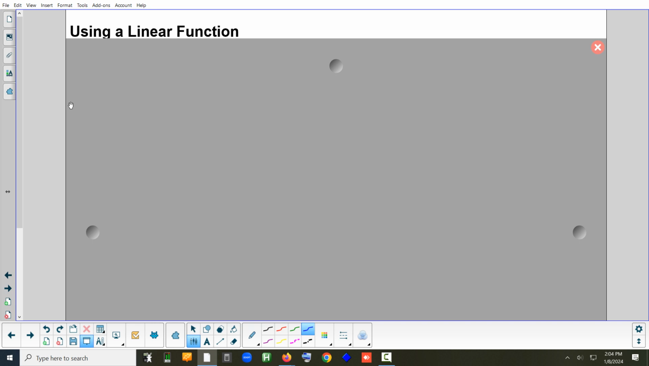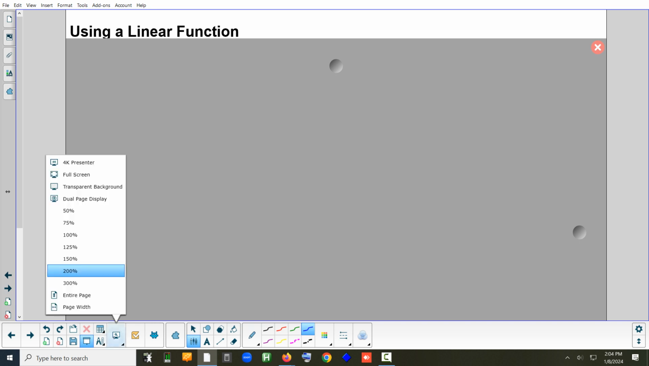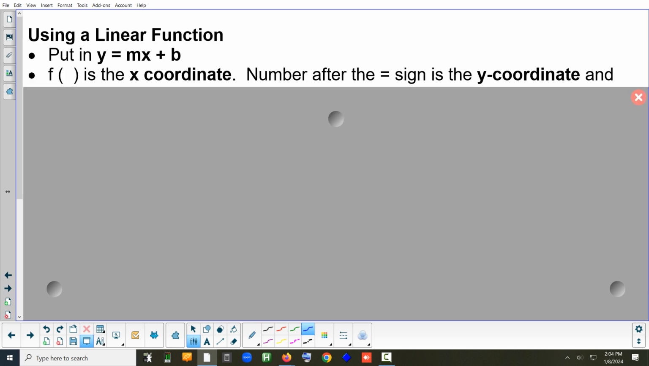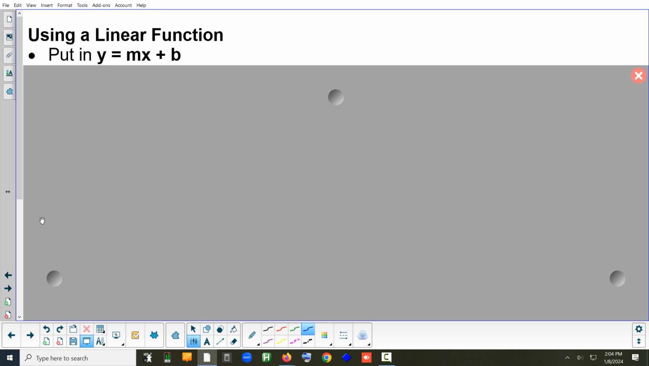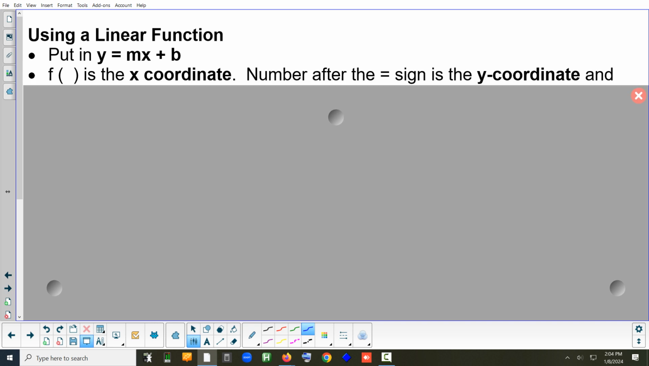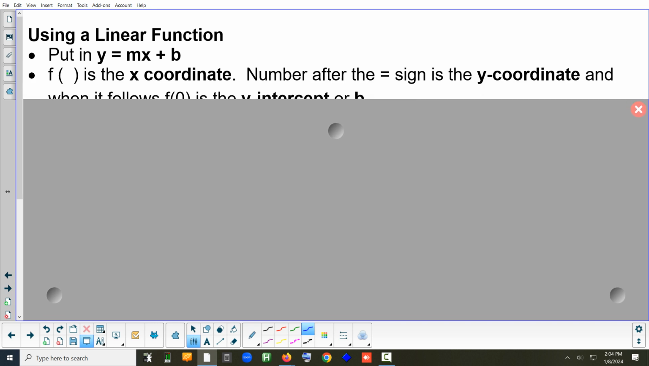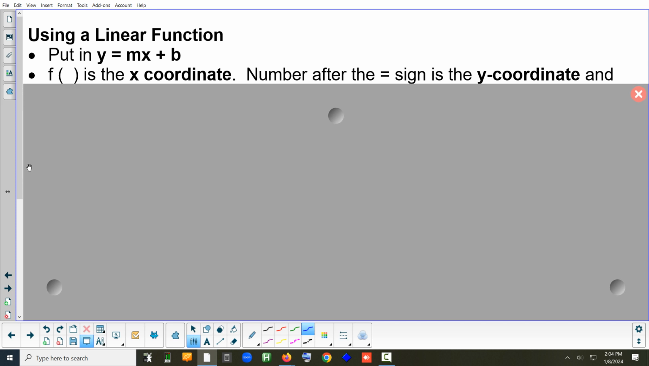All right, so what's the format that we've been using all along? Y equals mx plus b. So where it says put in, that's what you're going to do for your answer. You're going to put your answer in y equals mx plus b form. Okay, so the only difference between this one and the last one is they're still going to give you a coordinate this time. They're just going to give you the coordinate in a different notation.